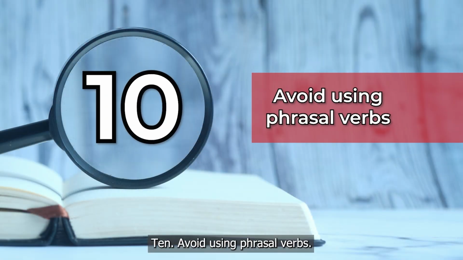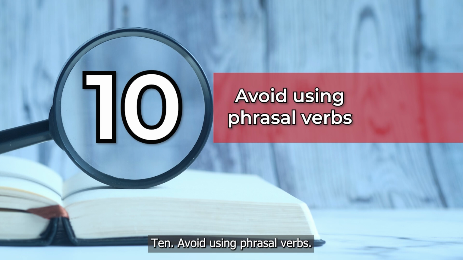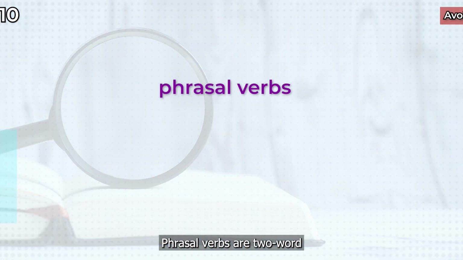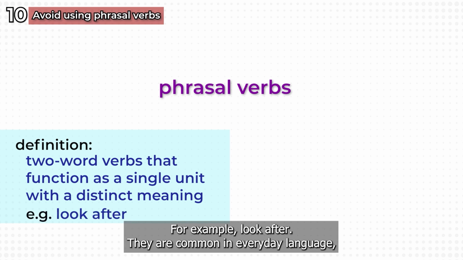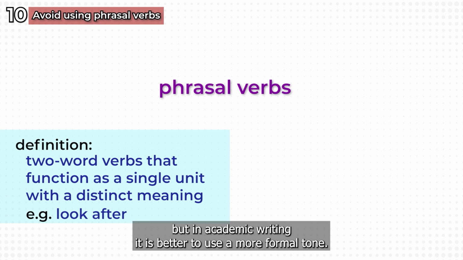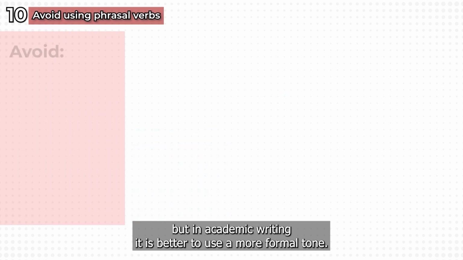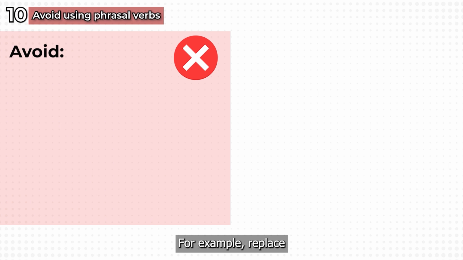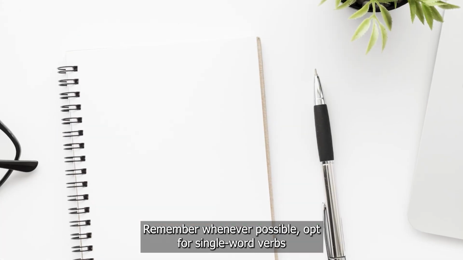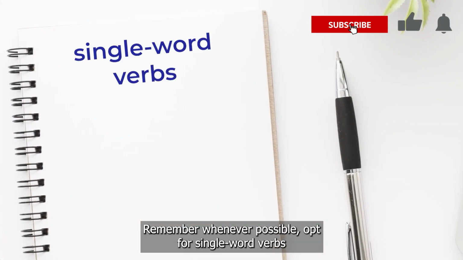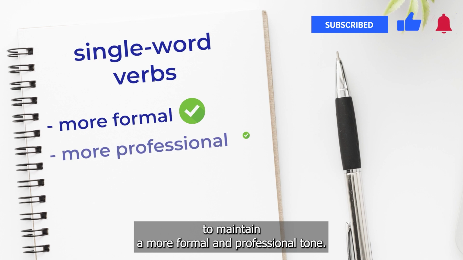10. Avoid using phrasal verbs. Phrasal verbs are two-word verbs that function as a single unit with a distinct meaning, for example, "look after." They are common in everyday language, but in academic writing, it is better to use a more formal tone. For example, replace "find out" with "discover," "point out" with "indicate," or "bring up" with "raise." Remember, whenever possible, opt for single-word verbs to maintain a more formal and professional tone.